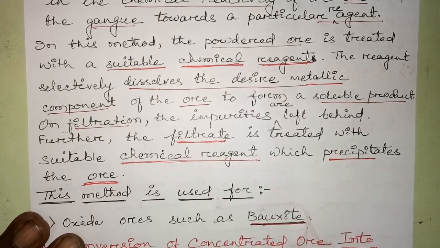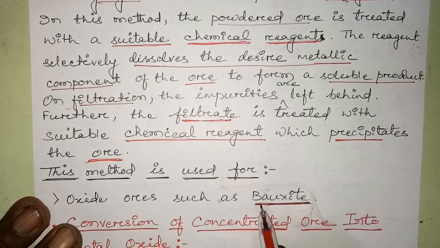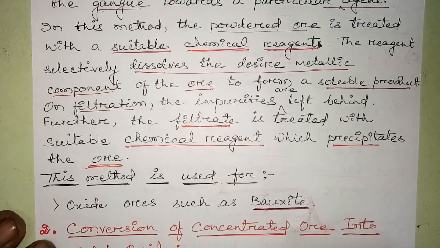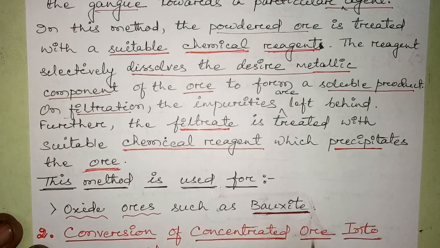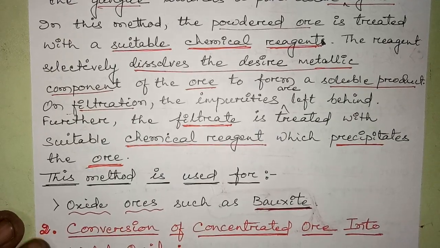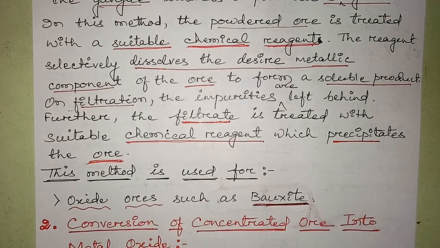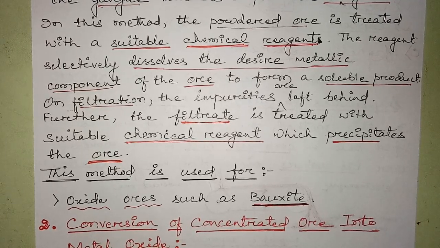Now which ore is used? The ore used is bauxite. Understood? The oxide ore, which is bauxite, is used mainly for this method. Clear? Now these are the 4 methods we are discussing for the concentration of ore. Now we got the concentrated ore by these methods.